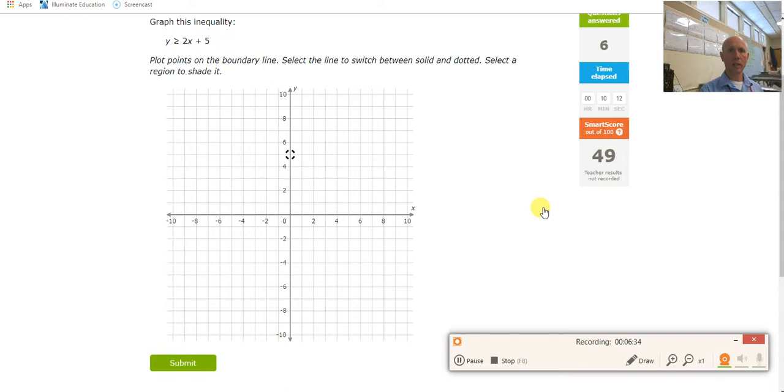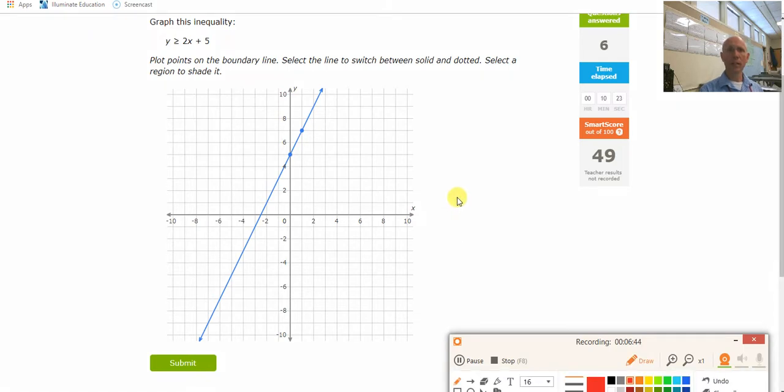Starting this line at 5, going up 2 over 2, and it is solid, so I've got that. Need to figure out where to shade. So let's test 0, 0. Is 0 greater than or equal to 2 times 0 plus 5? Is 0 greater than or equal to 5? Is this true or false? This is false. 0 is not greater than 5, which means this is the true region.